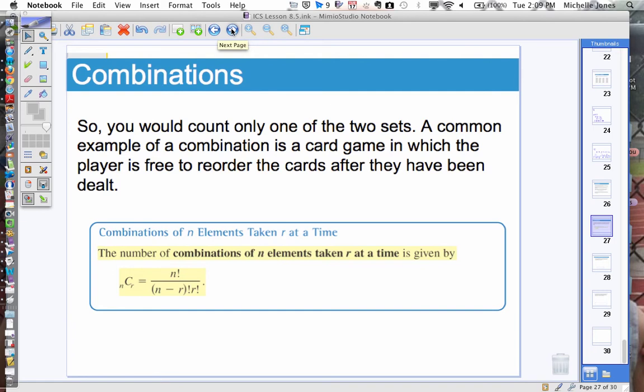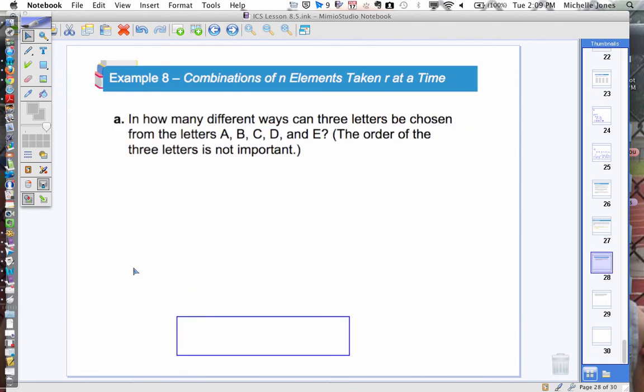A common example of a combination is a card game, okay? And we'll be looking at lots of card games. So down here, we've seen this before, n choose r. N choose r is the number of combinations of n elements taken r at a time. Okay, so that's important to think about. It's n factorial over n minus r factorial times r factorial. Like I said, you already know that formula.